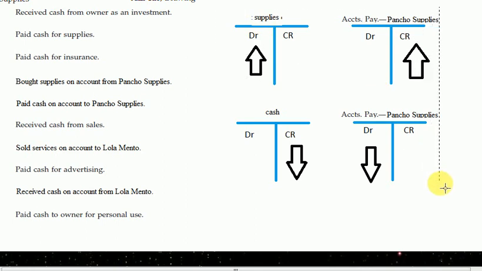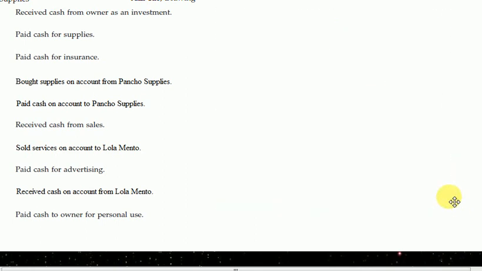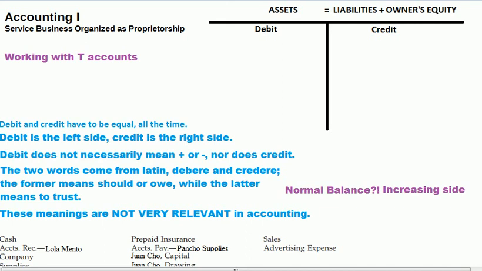Okay, now let's move on to this transaction. It is about sales.